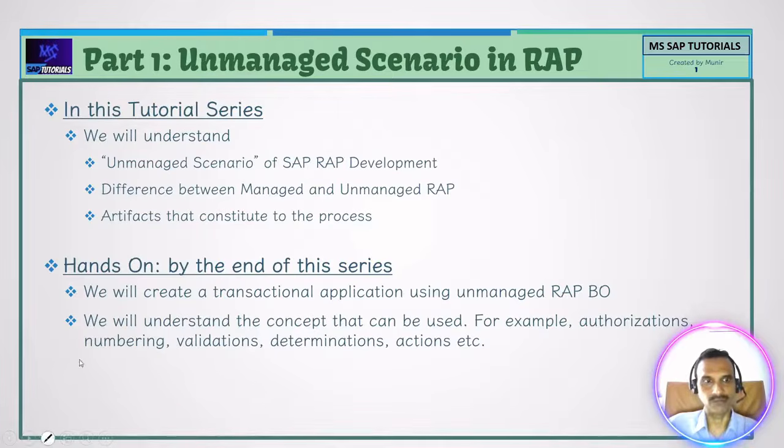What we are going to look into in this whole series is how the unmanaged scenario works. We will try to figure out the difference between managed and unmanaged RAP. We will also see some of the other artifacts that constitute the process. And by the end of this series, we will be able to create a transactional app using unmanaged RAP BO.